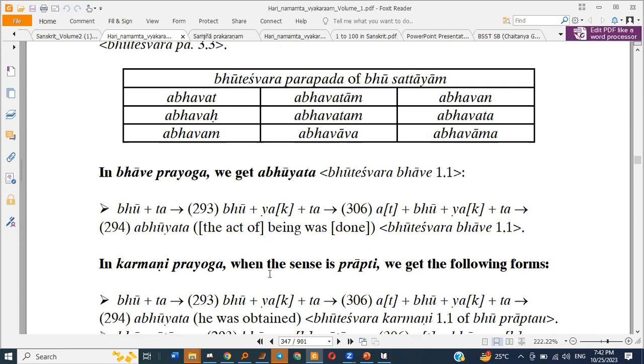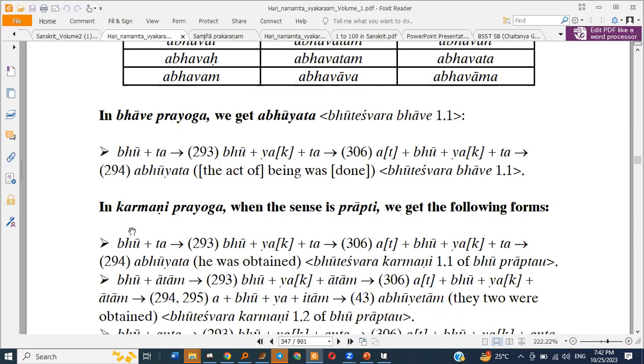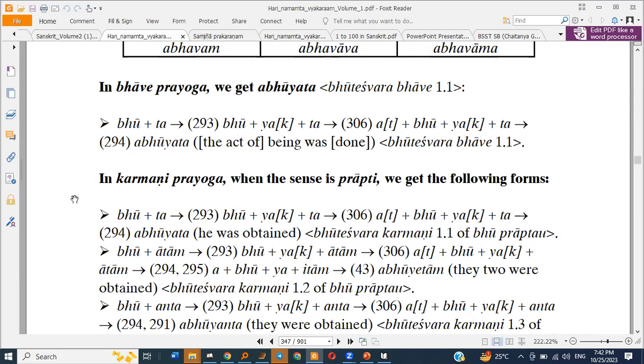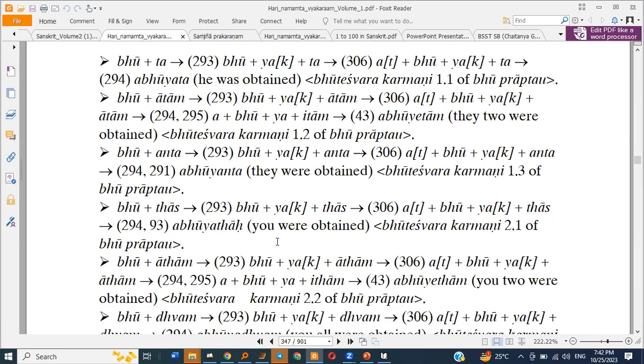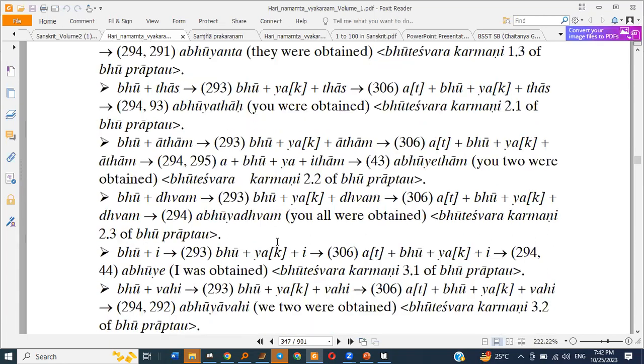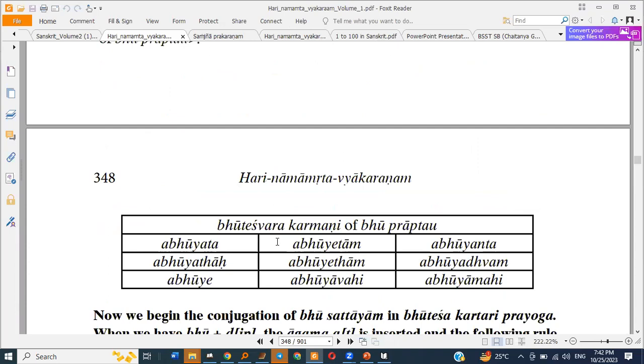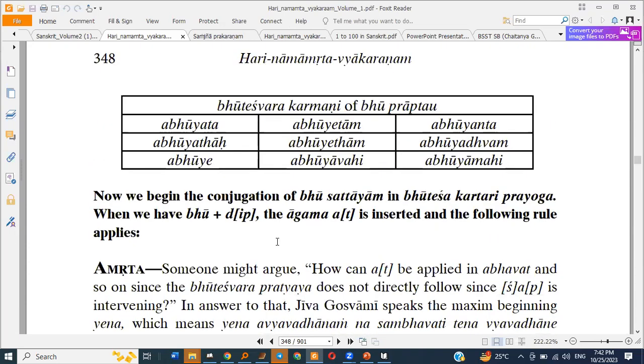In the Atmapada, the forms would be the same, with the same pattern. Abhuyata, the pratyayas are ta, atam, anta, tha, satham, dhvam, iva, hi, mahi. So abhuyata, abhuyetam, abhuyanta, abhuyatha, abhuyetham, abhuyadhvam, abhuye, abhuyavahi, abhuyamahi. Nothing new here. So that was the Bhuteshwara Atmapada forms.